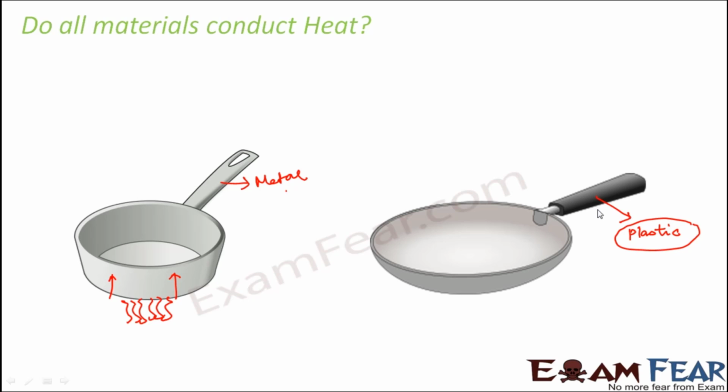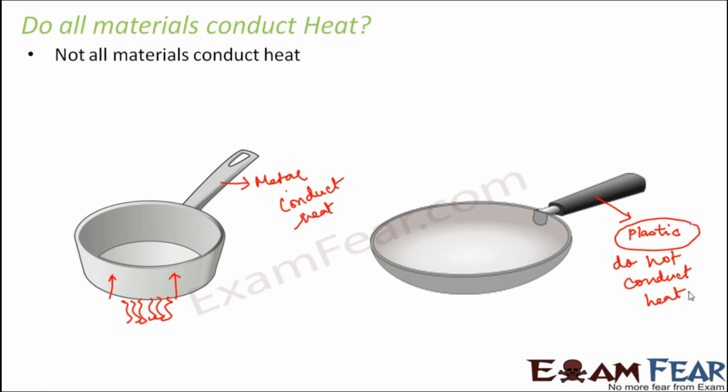So what do we observe from this? From this we observe that metals conduct heat. That is, metals allow heat to pass through them, but plastics do not conduct heat. So with this, we get to know that it is not necessary that all materials will conduct heat.